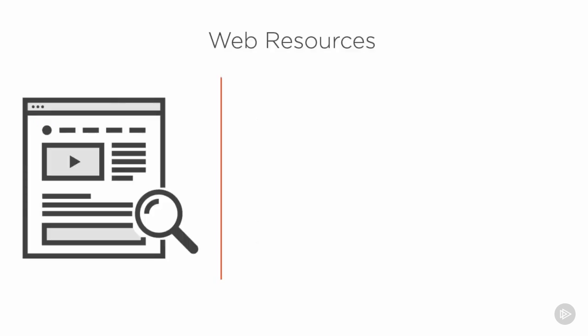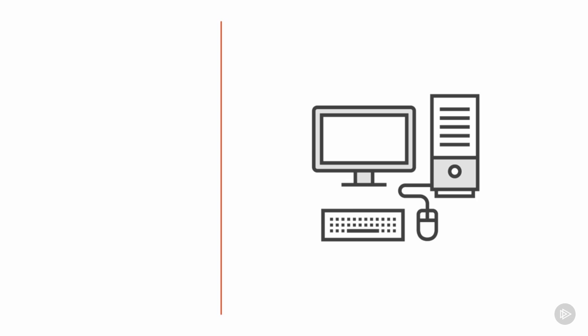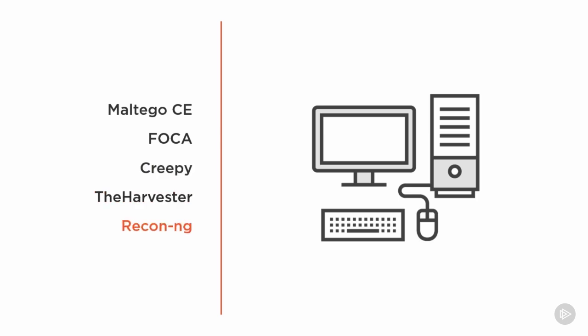In addition to the tools that you run locally on your penetration testing machine, you'll find yourself using a number of web resources. Among my favorites are Shodan, Pastebin, Robtex, Hurricane Electric, PunkSpider, and Census. I'll show you each of these tools in turn in the relevant modules. Locally installed tools like Maltego, Foca, Creepy, The Harvester, and Tim Tomes's Recon-ng help automate the collection and analysis for some of the web resources I just mentioned.